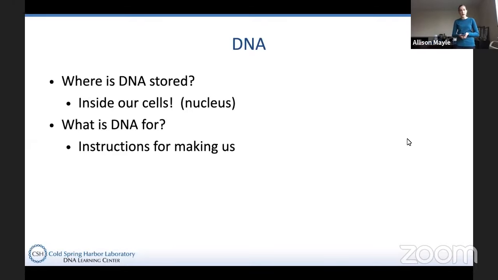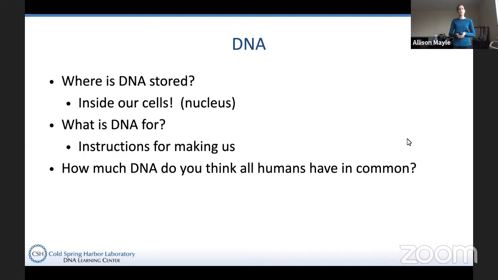So things like carrying oxygen through our blood, that's encoded in our DNA. Our DNA makes instructions in order to actually perform that function. All right, so DNA is in our cells and we need it because it's important for making us who we are. How much DNA do you think all humans have in common?